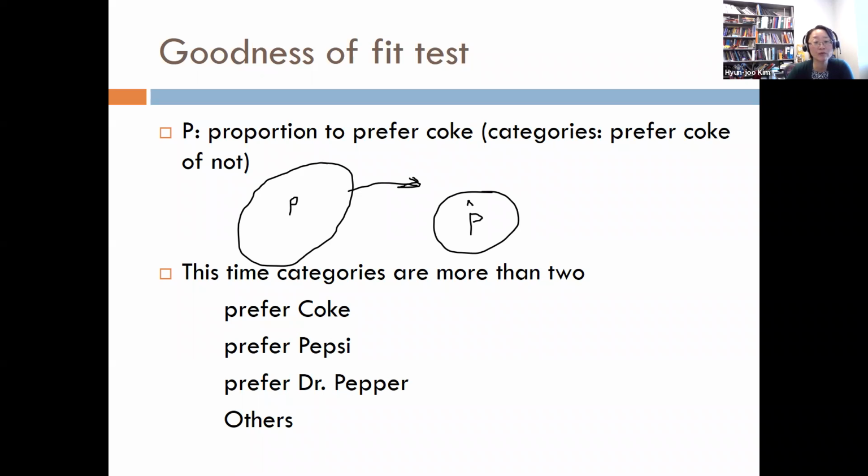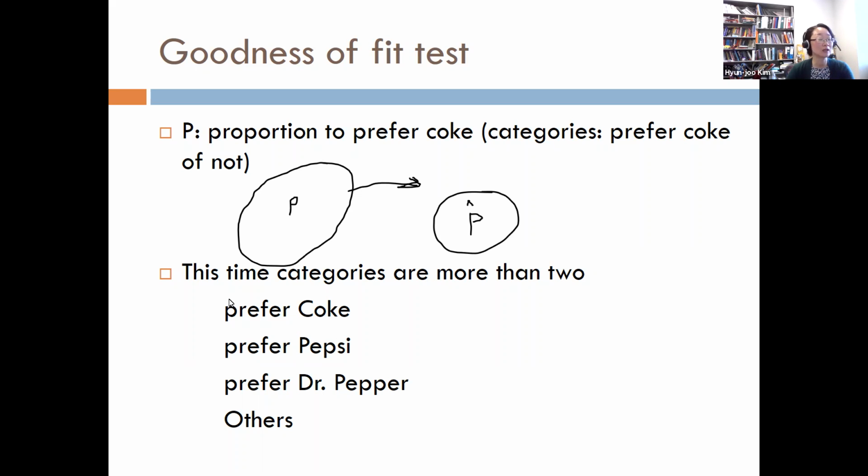For example, before we dealt with either like or do not like Coke kind of scenarios. So here the P is the proportion of preferring Coke, and we only have two categories for your answer: either prefer Coke or not. And then we talked about getting a sample and calculating P hat, estimating P, and hypothesis testing for P.